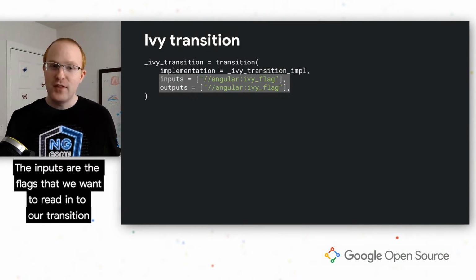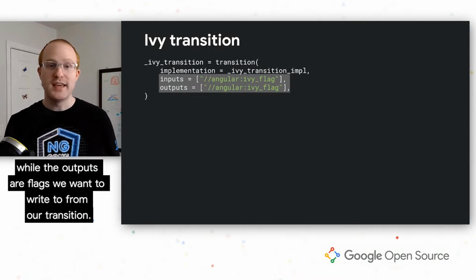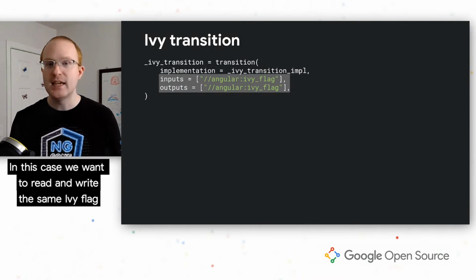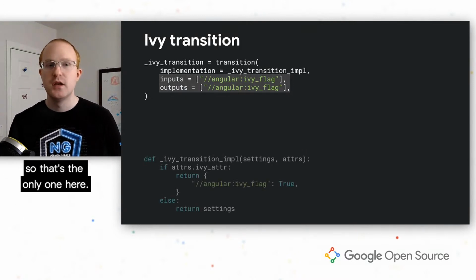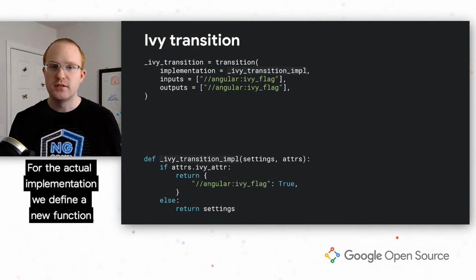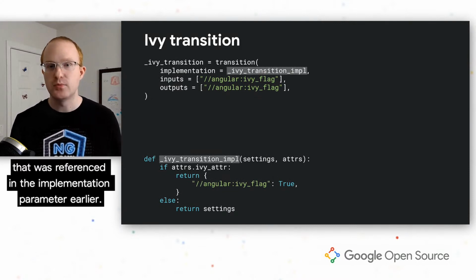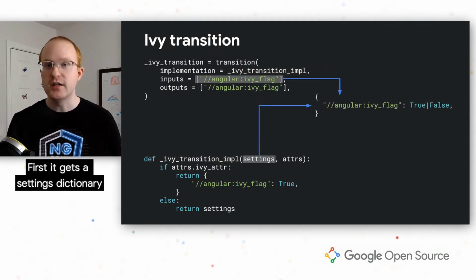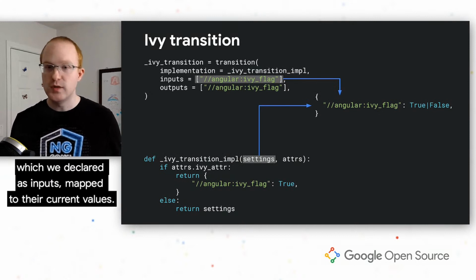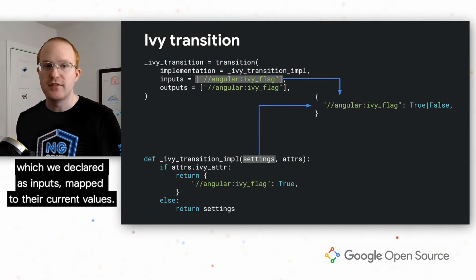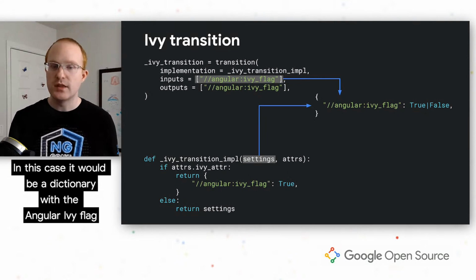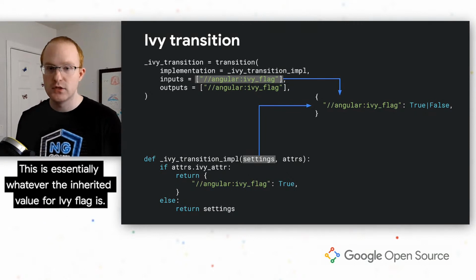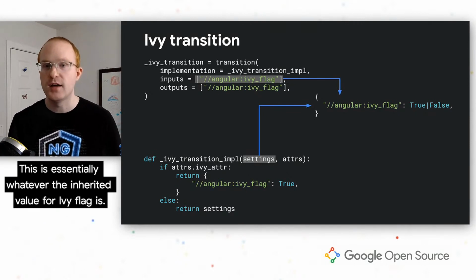The inputs are the flags that we want to read into our transition, while the outputs are flags that we want to write to from our transition. In this case, we want to read and write the same Ivy flag, so that's the only one here. For the actual implementation, we define a new function that was referenced in the implementation parameter earlier. This function receives two parameters. First, it gets a settings dictionary, which contains the input configuration flags which we declared as inputs mapped to their current values. In this case, it would be a dictionary with the Angular Ivy flag mapped to whatever its value is in the configuration that we inherited. This is essentially whatever the inherited value for Ivy flag is.